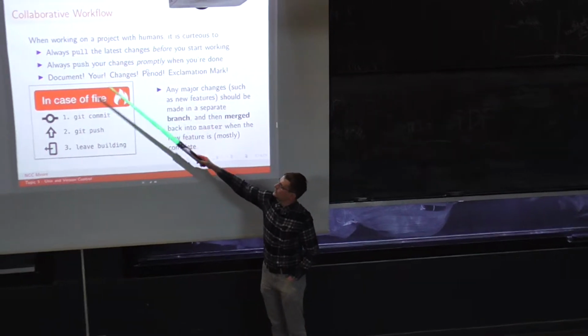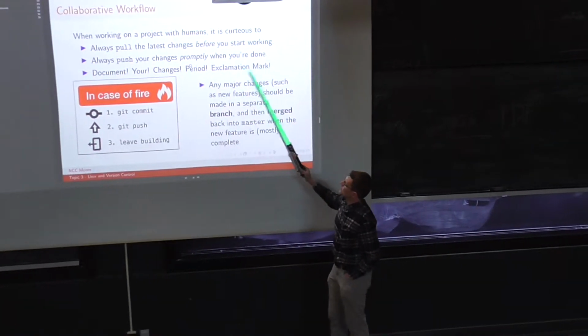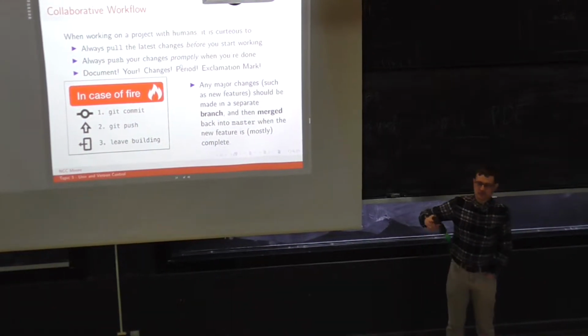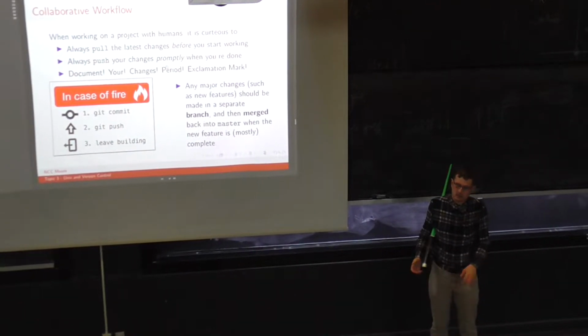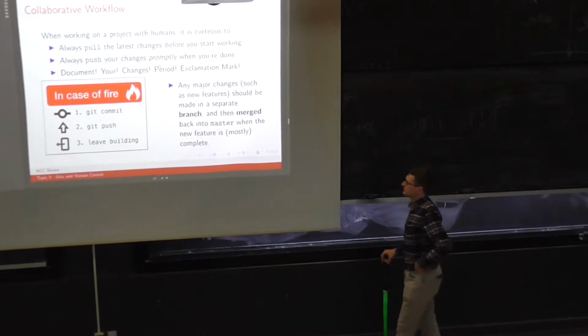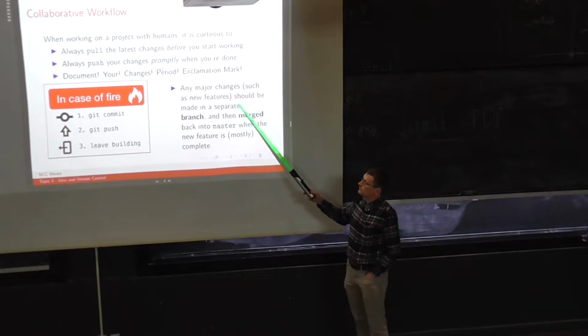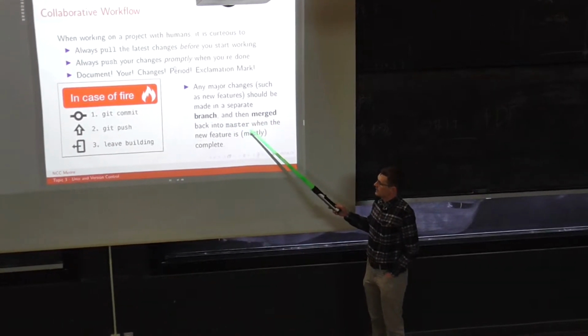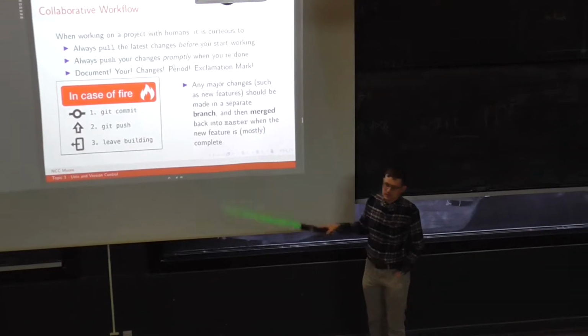Document your changes, period, exclamation mark. How is anybody to know what you've done, what you've changed, if you haven't said that to anyone? You've just made a bunch of random modifications to files. Any major changes, such as new features, should be made in a separate branch, and then merged back into master when the new feature is mostly complete.